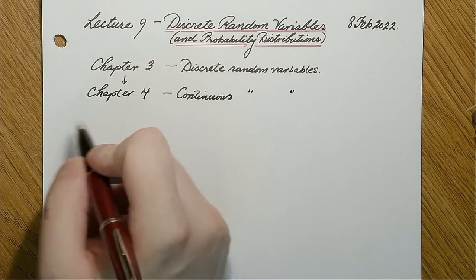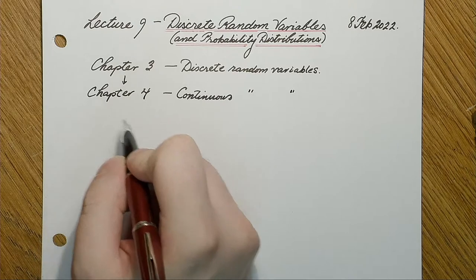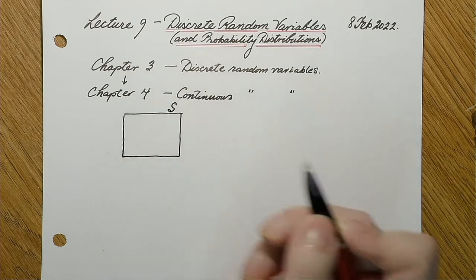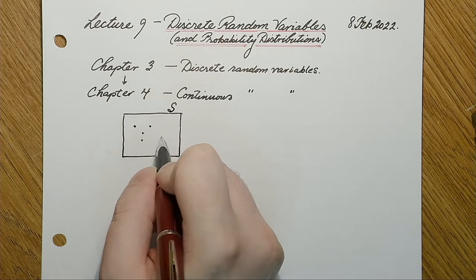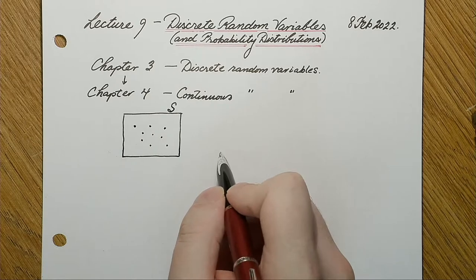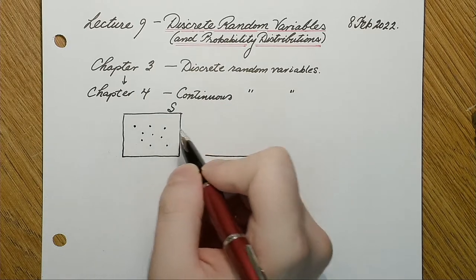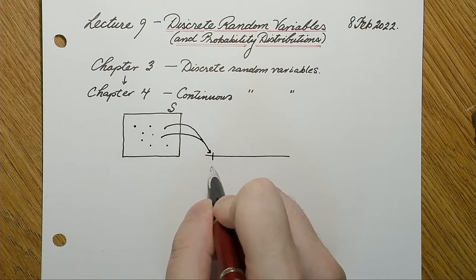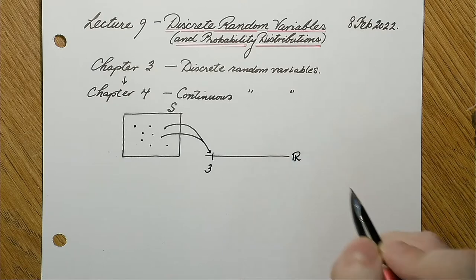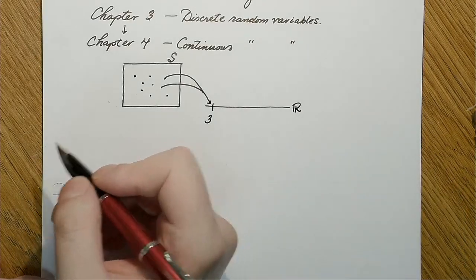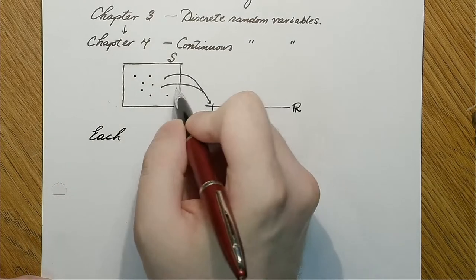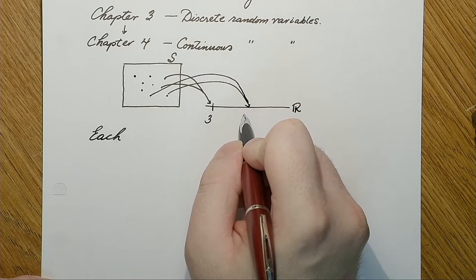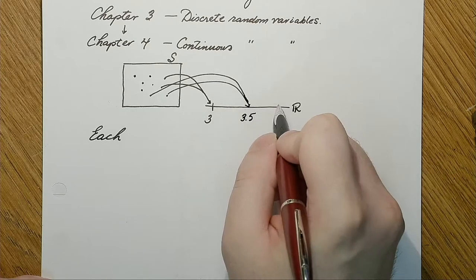So, remember that we're working usually with some sort of sample space, and we have a bunch of outcomes. And what we would like to do is assign outcomes to numbers. Say 3. And we'll assign these to the real number line. I did 2 there, and let's say here's another one over here. Let's say that this is 3.5. Here's, say, 4.